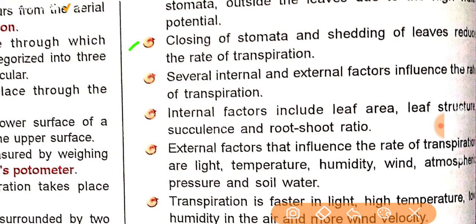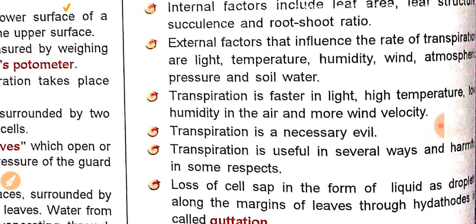Closing of stomata and shedding of leaves reduce the rate of transpiration. Okay, as we already read about this closing and opening of stomata in the other videos also. Several internal and external factors influence the rate of transpiration. Internal factors include leaf area, leaf structure, succulence, and root-shoot ratio. External factors that influence the rate of transpiration are light, temperature, humidity, wind, atmospheric pressure, and soil water.